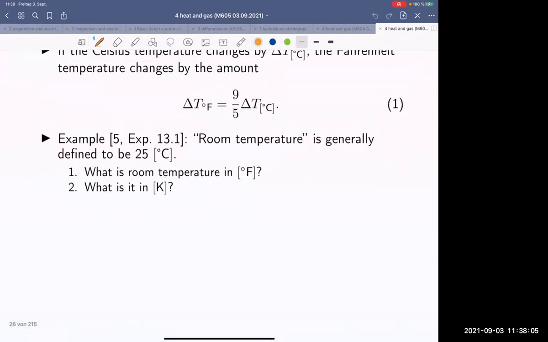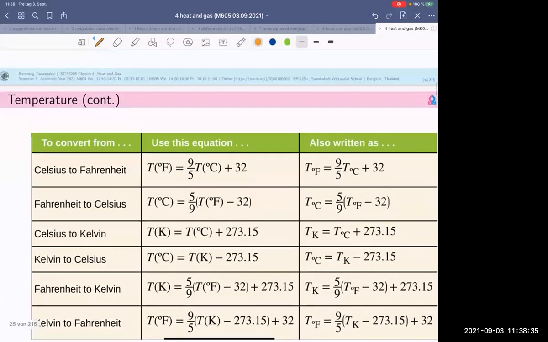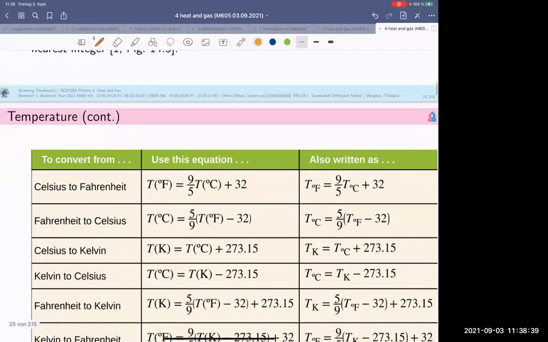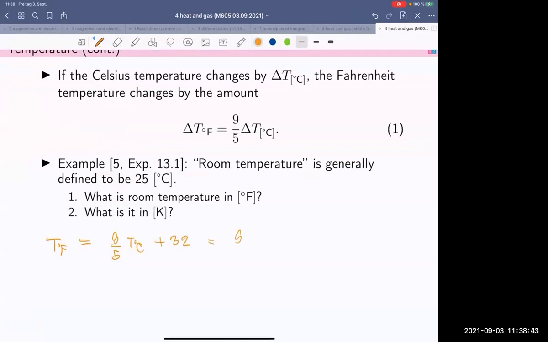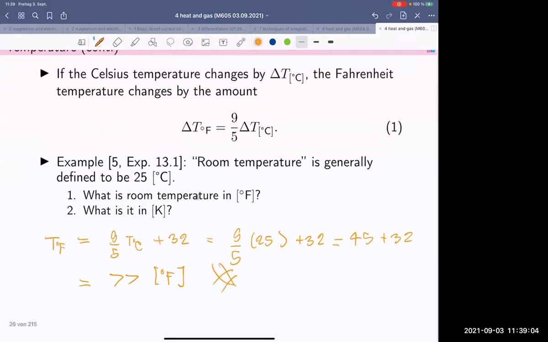Anyway, it's my task to show you how to do that. We want to get room temperature in the Fahrenheit scale, and we have to see it's 9/5 of the temperature in Celsius, plus 32. 9/5 of 25 plus 32 is equal to 45 plus 32, which is going to be 77 degrees Fahrenheit. That's the first solution for this problem.